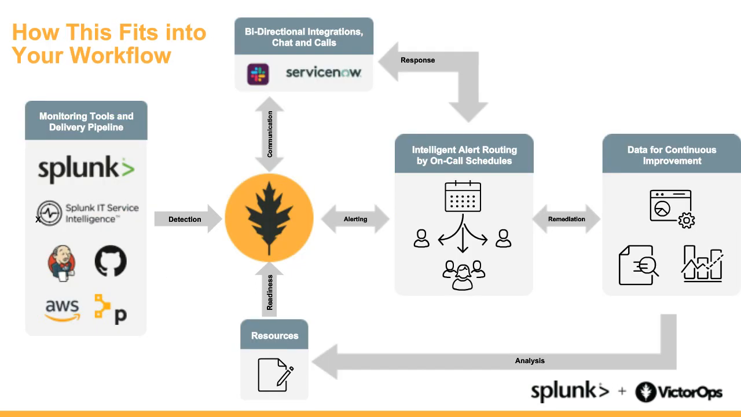Here's an overview of what the workflow would look like with VictorOps. As you can see on the left-hand side, we'll hook up our monitoring tools to VictorOps. So when something's detected, we will receive that information, we will push on to the on-call professionals that can triage the incident the fastest. We also have integrations with Slack and ServiceNow that are bi-directional to meet your on-call professionals where they work. After an incident is completed, we give you the tools to do analysis and prepare for the next time an incident occurs.